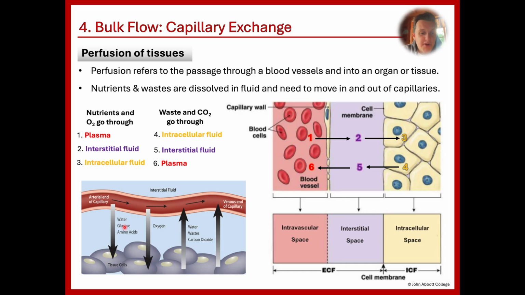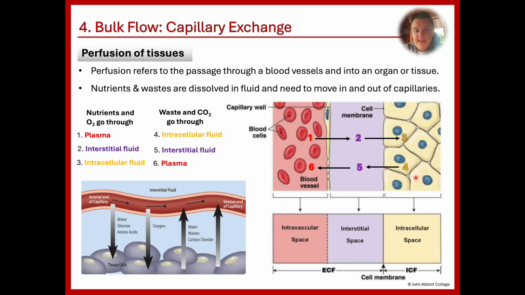So over here, right, you see water, glucose, amino acids. They go out of the plasma into the interstitial space and then into the tissue cells. Same thing for oxygen, right? Waste and CO2, they go through the opposite way.